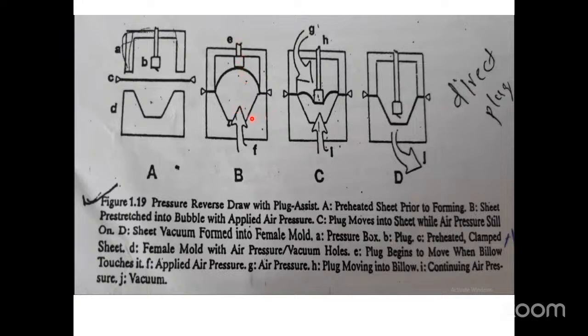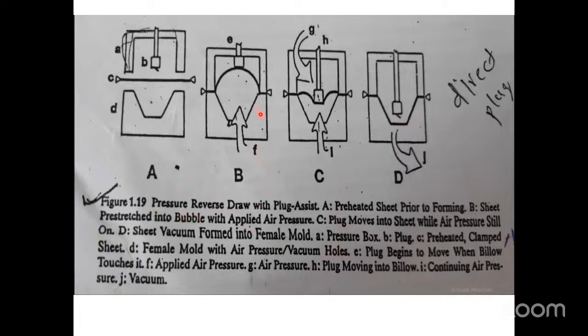Okay. Now see afterwards what is happening here. The plug, just via the ramp, will push this balloon up to this middle level, and then after that, from the bottom, this air pressure is applied again. Here it's a continuous air pressure, and after that you have to apply the vacuum here, very fast vacuum. Then it will take the shape of the female mold. This is called pressure reverse draw with a plug assist. Here we are using the pressure.